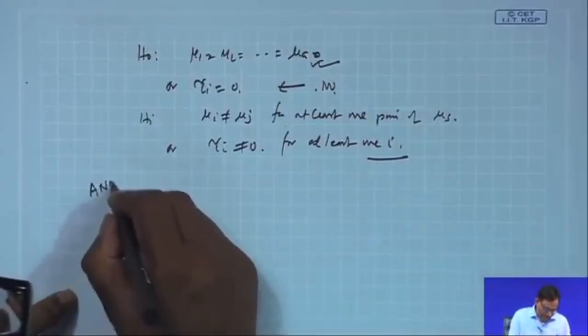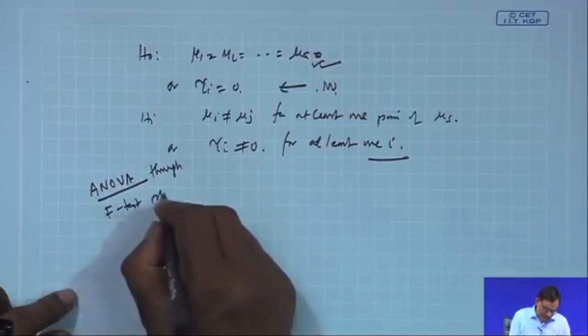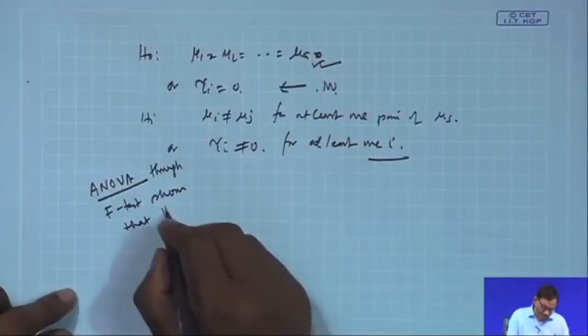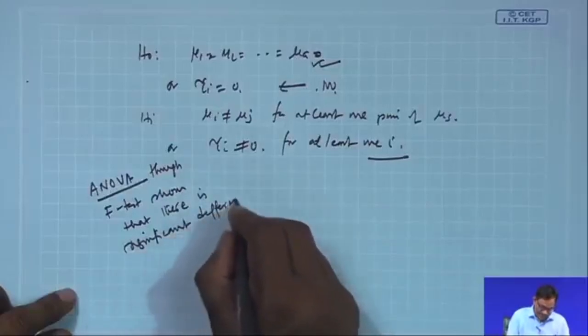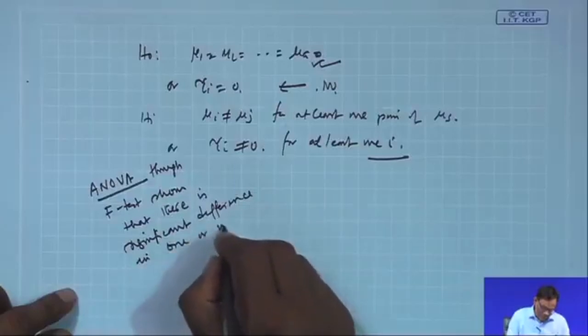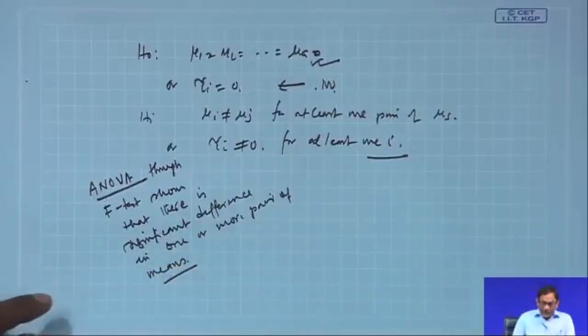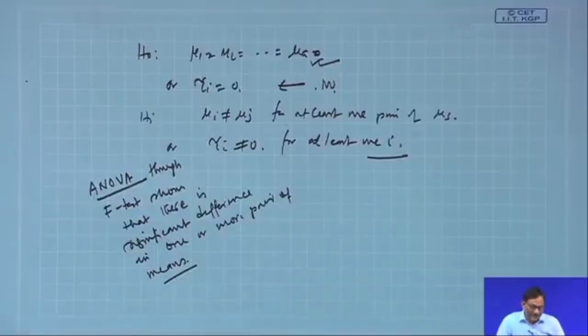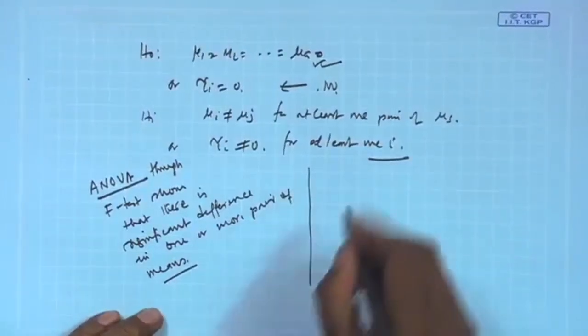Suppose this ANOVA through the F test shows that there is significant difference in one or more pairs of means. So through the ANOVA table and F test, either there will be no difference between pairs of means, meaning no treatment effect, or there will be at least one pair of means that is different. That means there are one or more treatment effects.